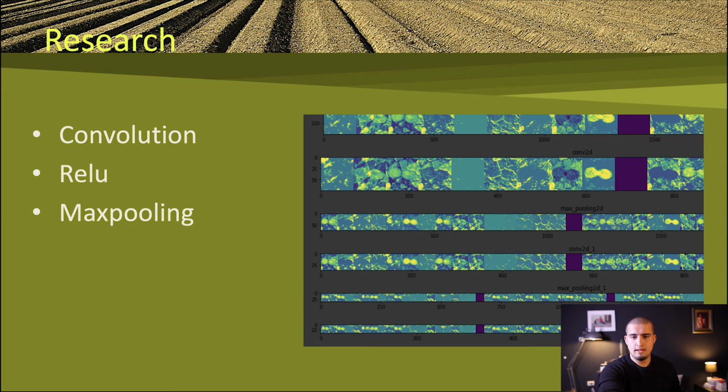Since we had a binary classification problem, as I already said, we trained our model with the binary cross entropy loss, and the activation function is sigmoid.